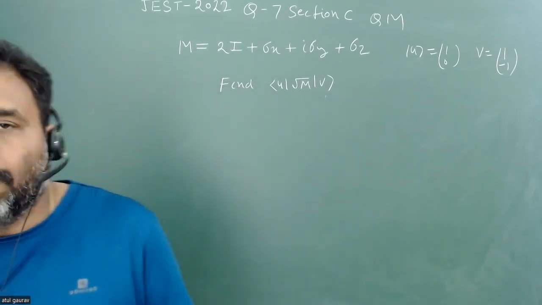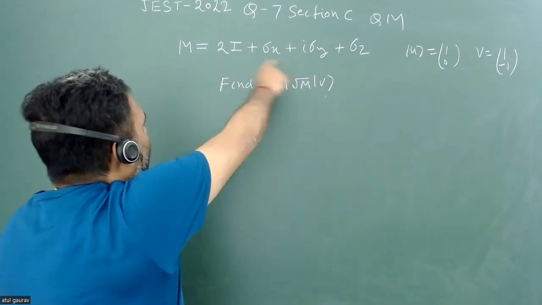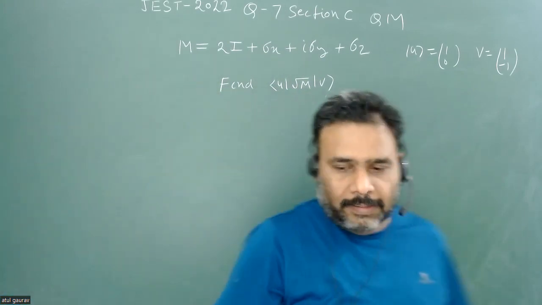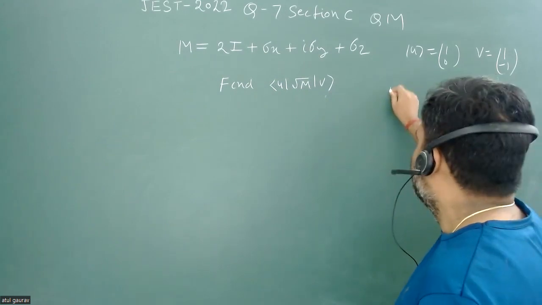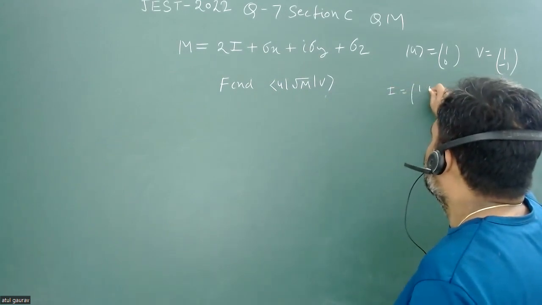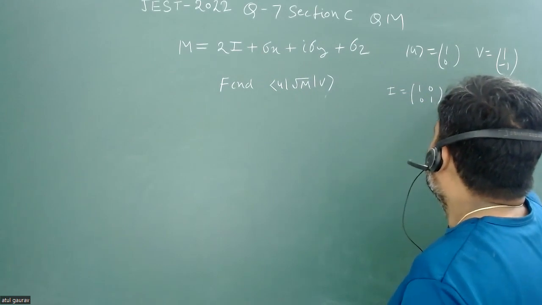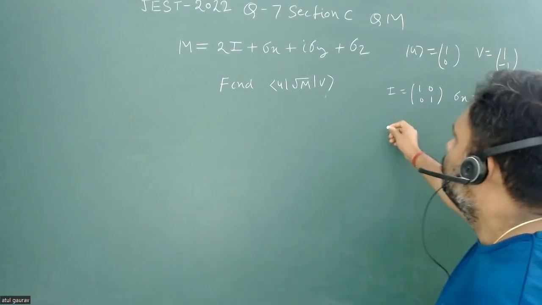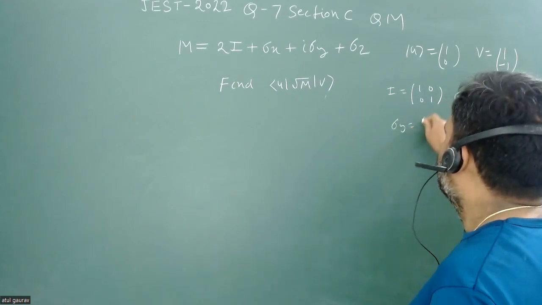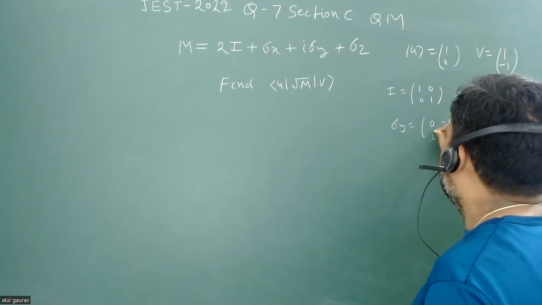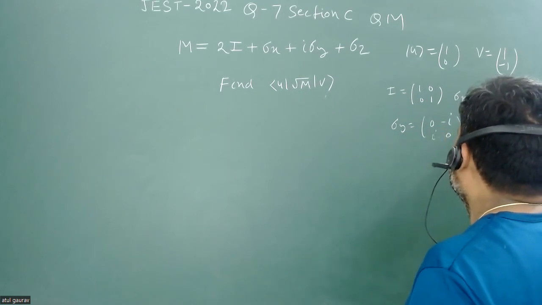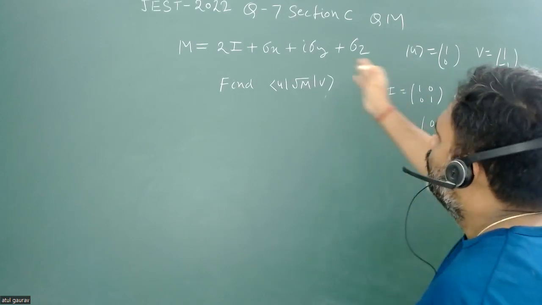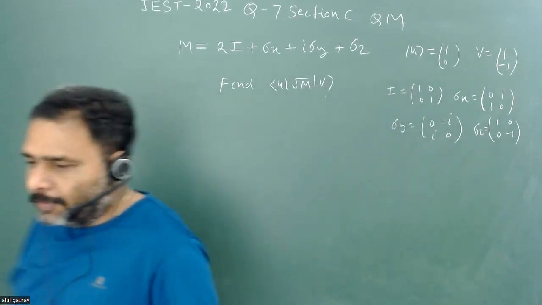So obviously, the first task is that we have to write all these things in matrix form. We all know that the identity matrix is 1 0 0 1. Sigma x, we all know that this is 0 1 1 0. They all are Pauli spin matrices. Sigma y, we know that 0 minus i, i 0. And sigma z is the famous 1 0 0 minus 1.